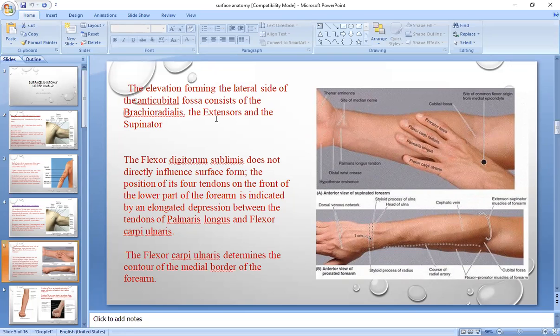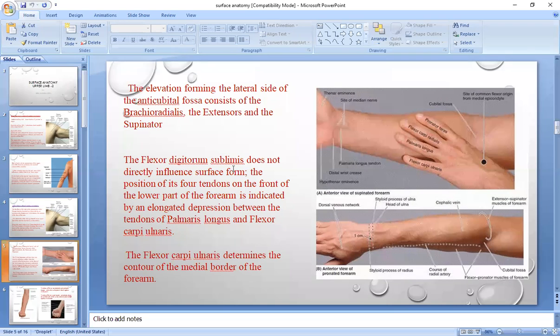Why am I saying it is bulky, containing extensors? This is the common origin for the superficial extensors of the forearm. What is the common origin? The lateral epicondyle. That's why there is a bulky prominence on the lateral aspect of the cubital fossa. So what does this bulk consist of? The brachioradialis, the superficial extensors, and the supinator. Okay. Then coming to the flexors. Here the muscles are not prominent, as I told earlier. We can identify only the tendons. But here you see the flexor digitorum.